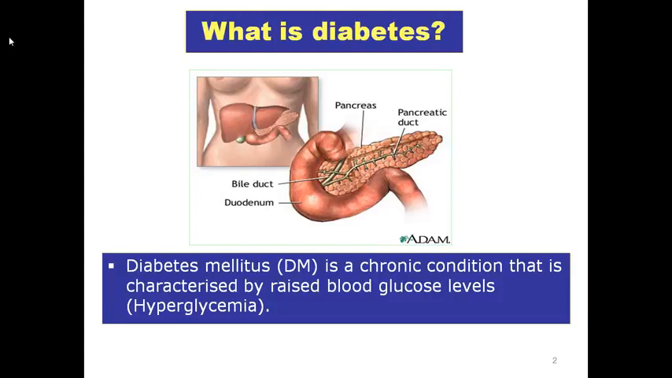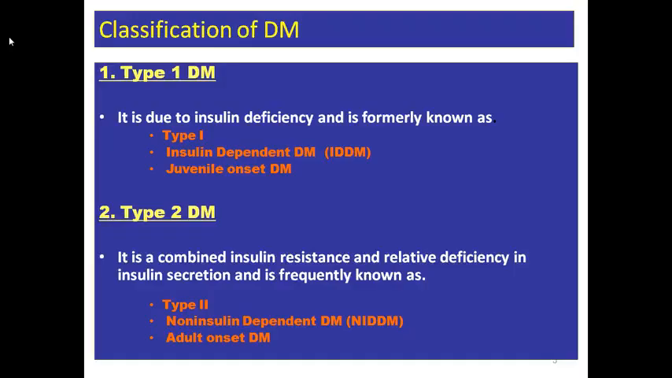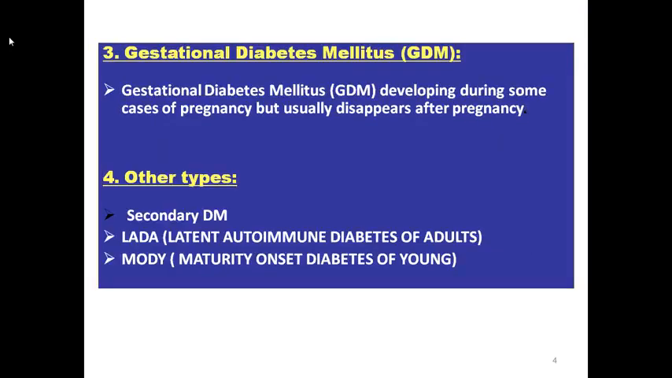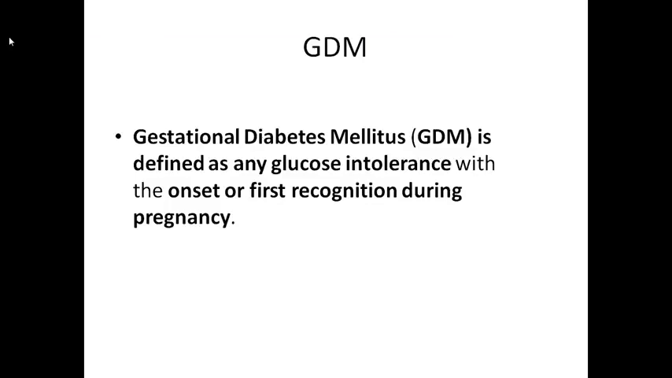Diabetes is characterized by raised blood glucose levels, that is hyperglycemia. We know the main types, type 1 and type 2. Then there is gestational diabetes and other diabetes, especially LADA and MODY, and I had said that we will discuss it in this. So we are going to first do these three and then we will move on to the complications of the diabetes.